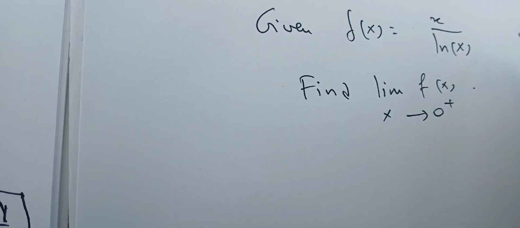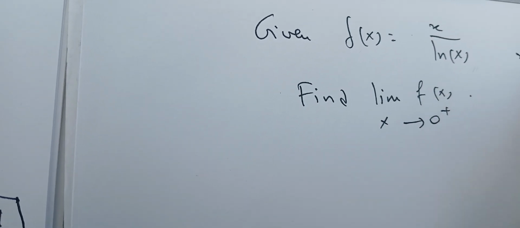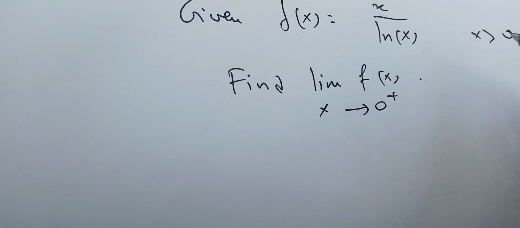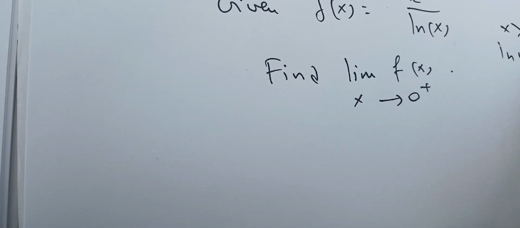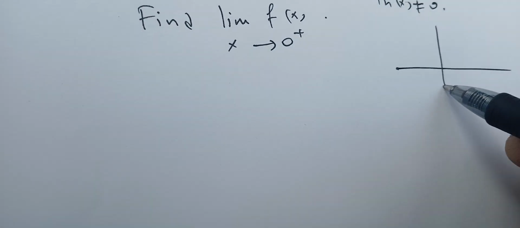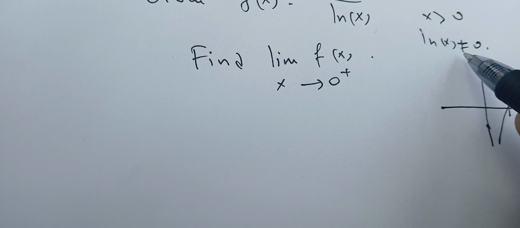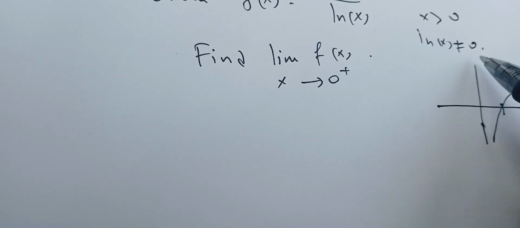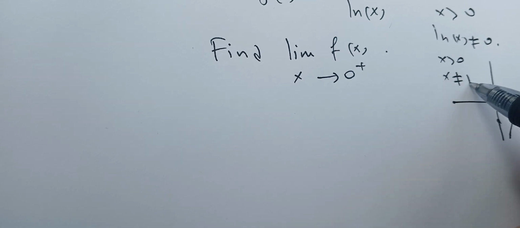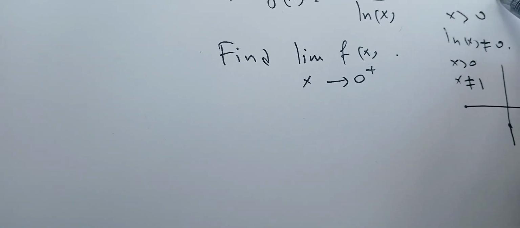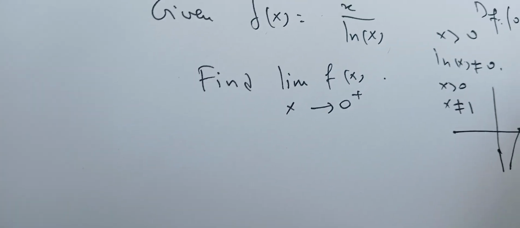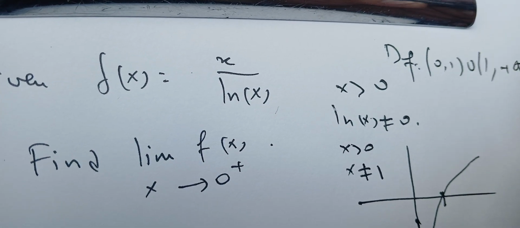First, the log is defined when x is bigger than 0, and to avoid dividing by 0, we need to have the log different from 0. With these two conditions, we can see graphically that the log is 0 when x is 1, so x is bigger than 0 and x is different from 1. Therefore, the domain in this case is (0, 1) union (1, plus infinity). So this is our domain here.